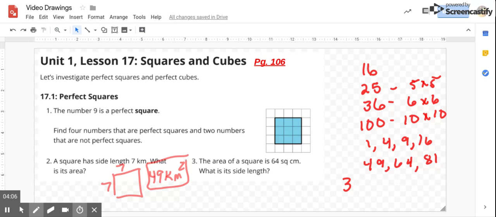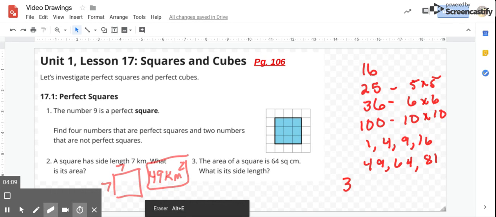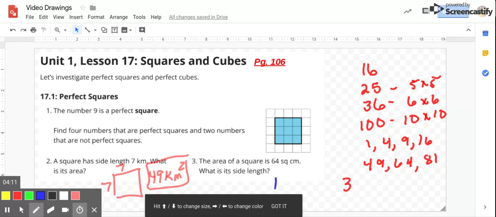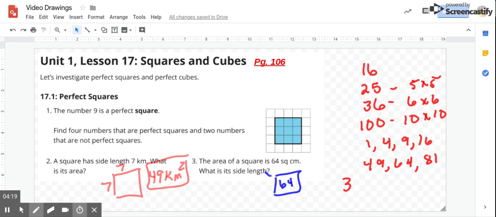Number 3 is a little trickier because this one is actually giving you the area. So it's saying the inside is 64. What's the side length? Well, it's hard because there are 2 side lengths it could be. However, we know they're the same side. So what number times itself gives us 64? It's actually 8, because 8 times 8 is 64. So each side length would actually be 8 centimeters.